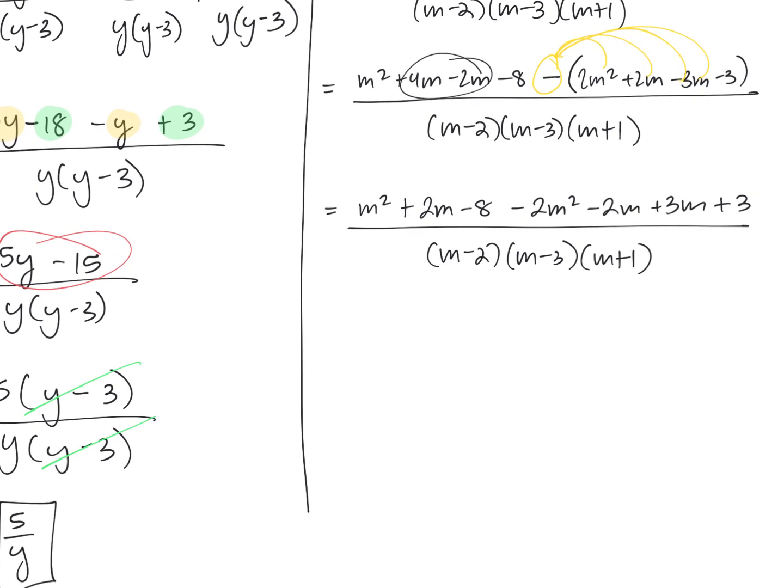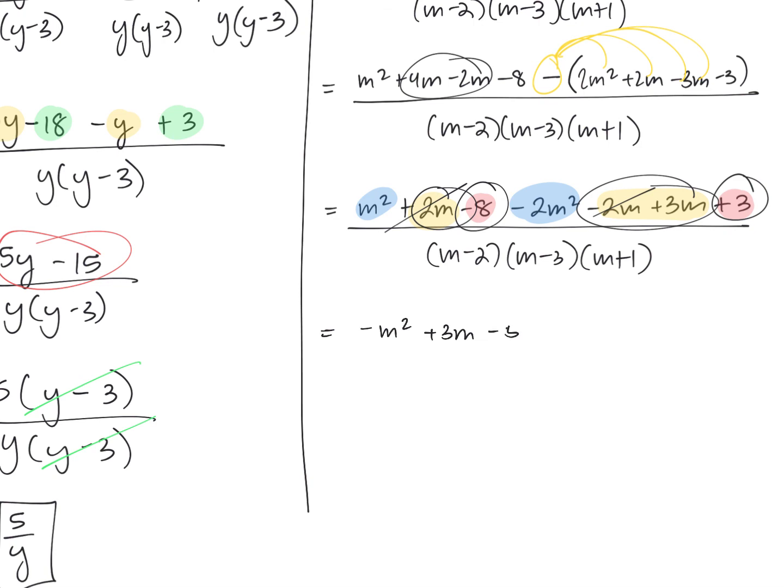Now let's combine any like terms. We have the m squares, we have the 2m's, and then we have the numbers. Combining like terms, the m squared minus 2m squared is going to be negative m squared. The 2m and these guys, those 2m's will cancel, and we're left with 3m. And then lastly, the negative 8 and the 3, so that'll be negative 5, divided by m minus 2, m minus 3 times m plus 1. I'll make sure that fraction's extended.